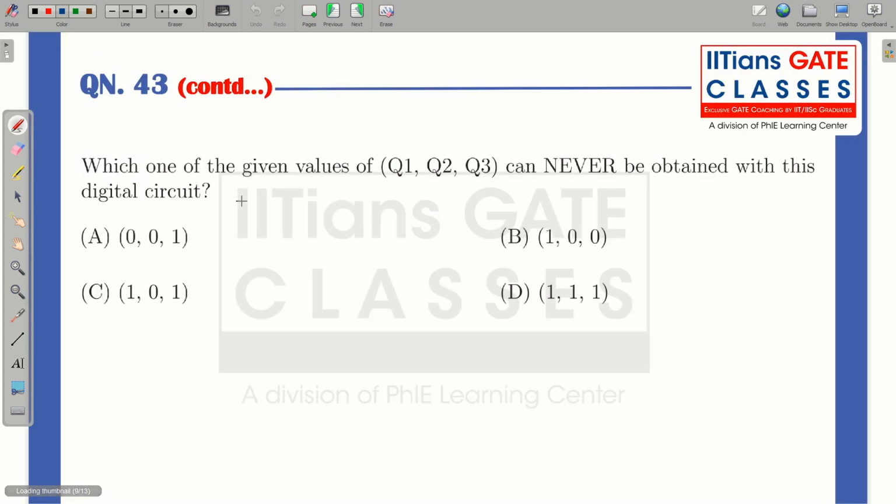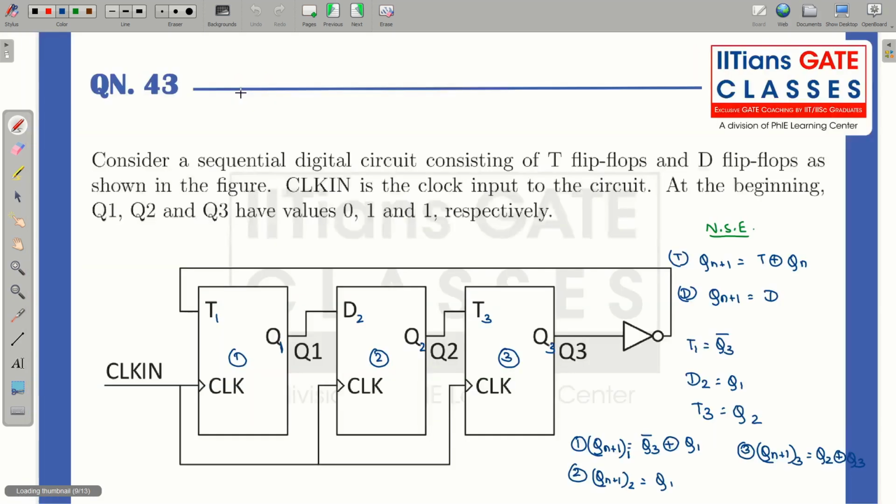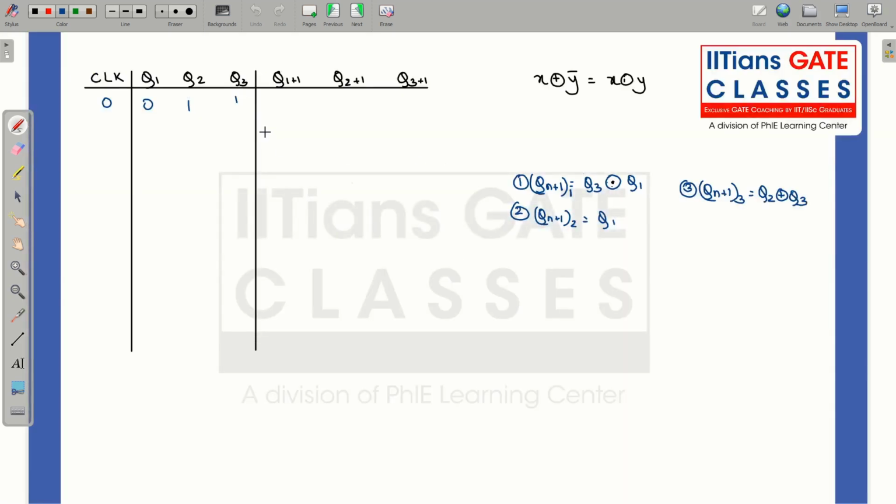this counter was initialized with value 0 1 1. Let me check. Yes. So the next state equation: Q1 plus 1 will be Q3 XNOR with Q1, so this will be 0. Q2 plus 1 will actually be Q1, so 0. And Q3 plus 1 is Q2 XOR Q3, so 1 XOR 1, which will be 0.